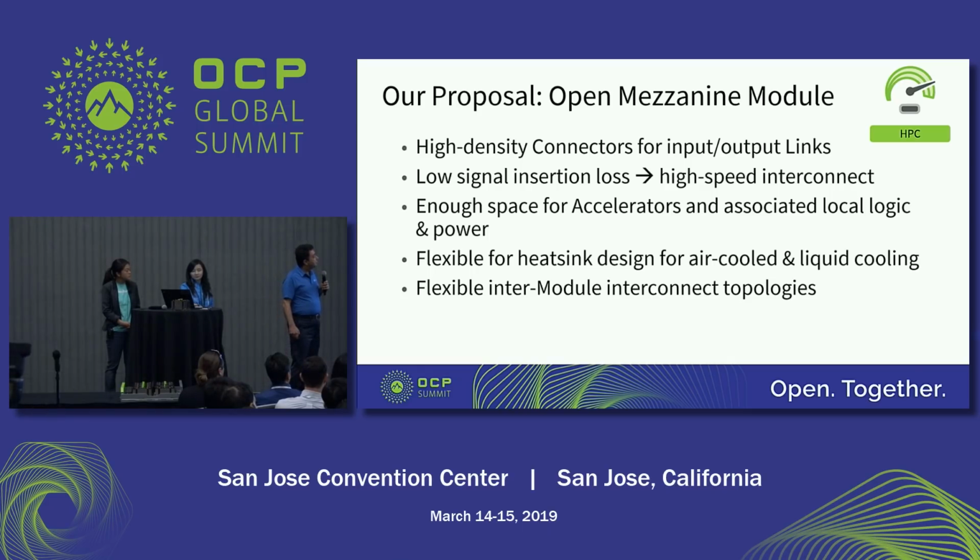We started with an open mezzanine module. For that, solving the high-density connector to increase the number of links that is possible on individual modules for interconnect. We picked a high density connector so that the signal bit rate can go higher because the signal loss is less. We needed more space on the module itself for various accelerators themselves, for voltage regulators and power solutions. And the heatsink that we picked is suitable for air-cooled or liquid cooling.